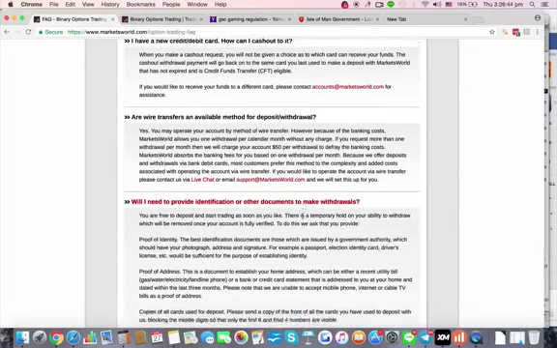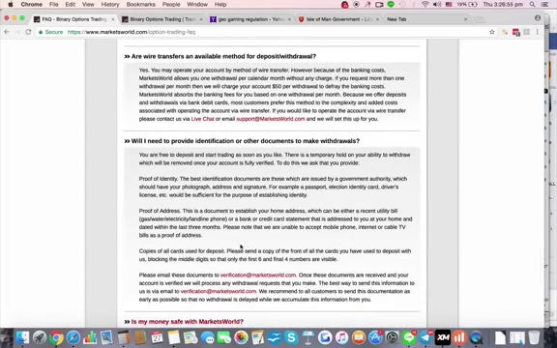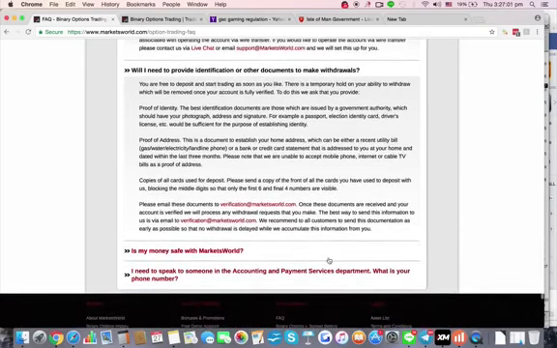Any identification withdrawals, you're free to deposit and start trading as you like. There's a temporary hold on the ability to withdraw, which will be removed once your account is fully verified. Provide a proof of identity, your address, and copies of cards used for deposits, and you can block the middle digits so that only the first 6 and last 4 are visible. Send this to verifications.